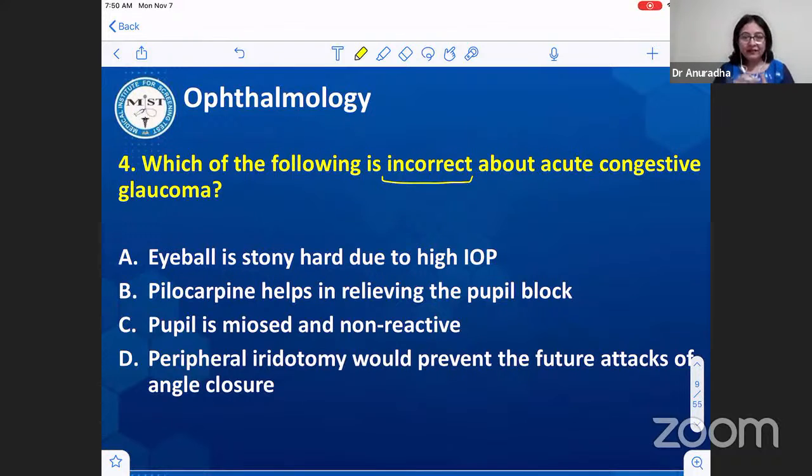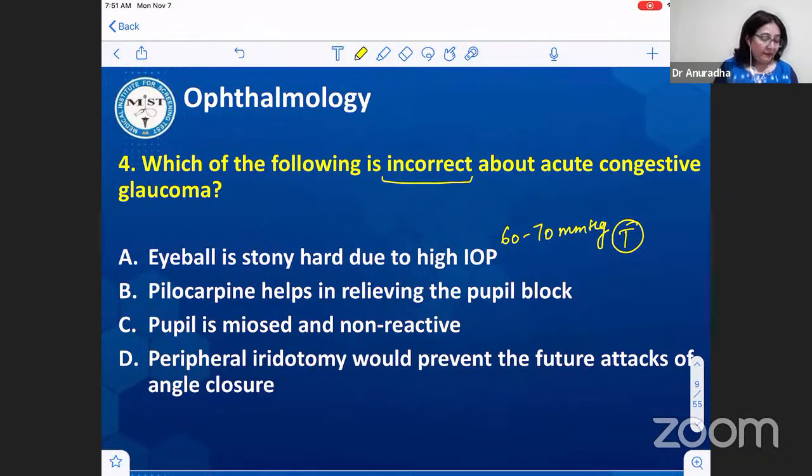Okay, so let's revise acute congestive glaucoma. The first choice is: the eyeball is stony hard due to high intraocular pressure. Do you guys agree that in an acute attack of angle closure glaucoma, also known as acute congestive glaucoma, the eyeball becomes hard like a stone because the pressure goes in the range of 60, 70 millimeters of mercury, such a high pressure? So this is a true statement.